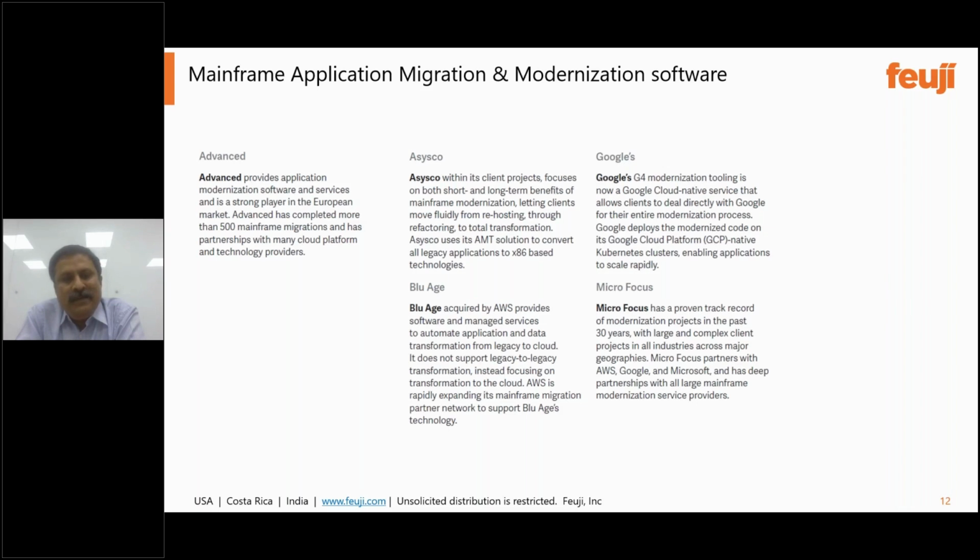So this is one thing where they provide both tool and services, and their platform is certified across leading clouds. Asynco is one more thing. Blue Age was independent till recently. AWS had acquired it. Now you don't see Blue Age certified across all the other clouds.